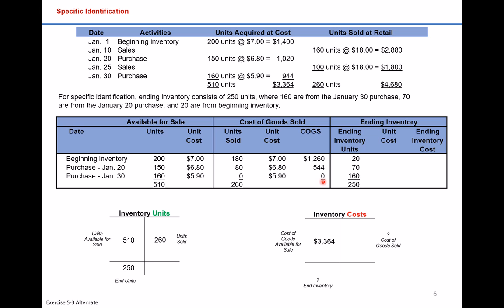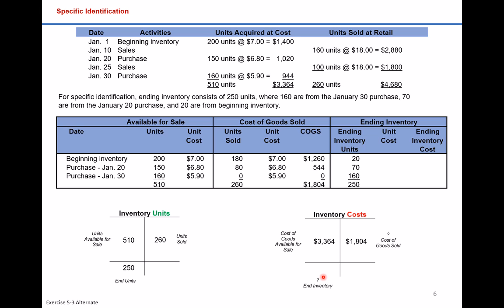So now we simply total for cost of goods sold the cost of the 180 that were sold at $7, the cost of the 80 sold at $6.80, and our cost of goods sold is $1,804. Where does that go on our T account? Well, those are goods that are coming off of the inventory list, so $1,804 will come off.